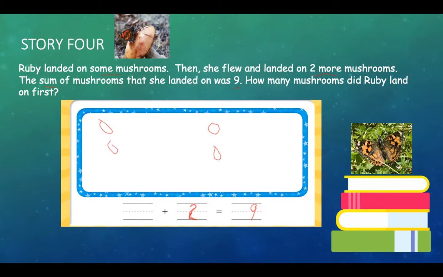3, 4, 5, 6, 7, 8, 9. Now we have 9. So we have our 2. How many more were added? Let's count. 1, 2, 3, 4, 5, 6, 7. Is that what you got? If you didn't, that's okay.